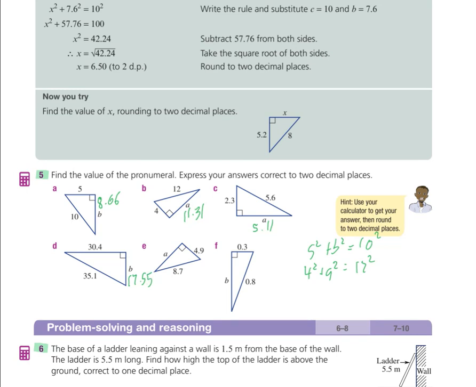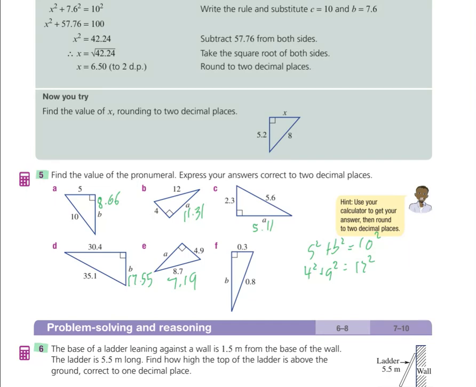Okay, E. 8.7 squared minus 4.9 squared, and then I will get 51.68. I have to square root that. That gets me 7.188. We'll round up to 7.19.